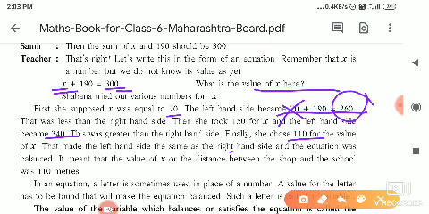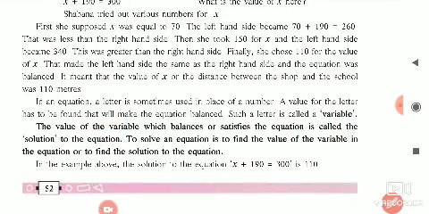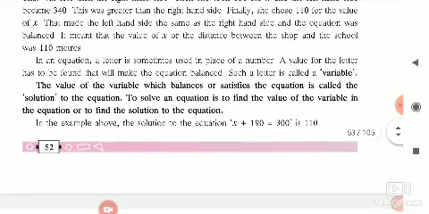Finally, we choose the value 110. So the value of x is equal to 110. In this way, they told us. But I have also shown you how to do this mathematically. So here, wait, we will discuss this.